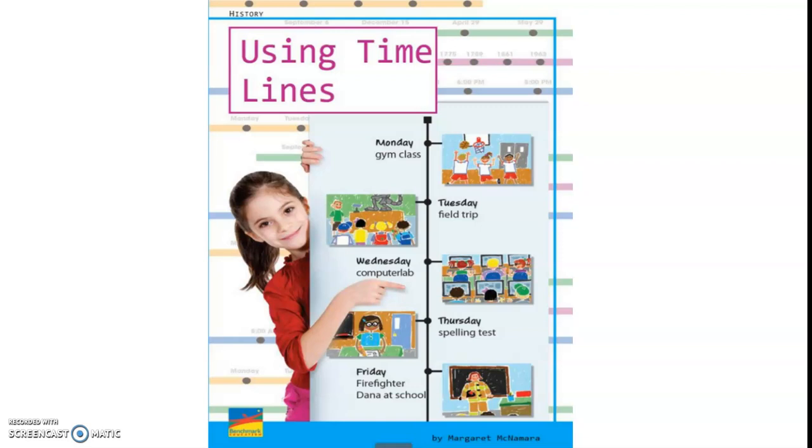This is about using timelines. Timelines are really fun. You usually see timelines in history when we're talking about things of the past. And timelines are important so that you know when something happened and how long it took. Remember, we already talked about why it's important to learn about our past. But you can use timelines for anything.